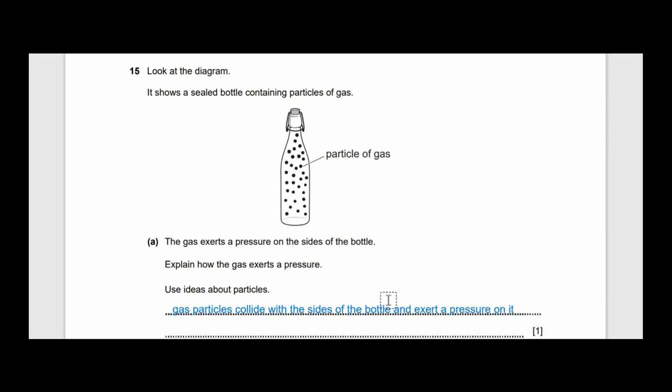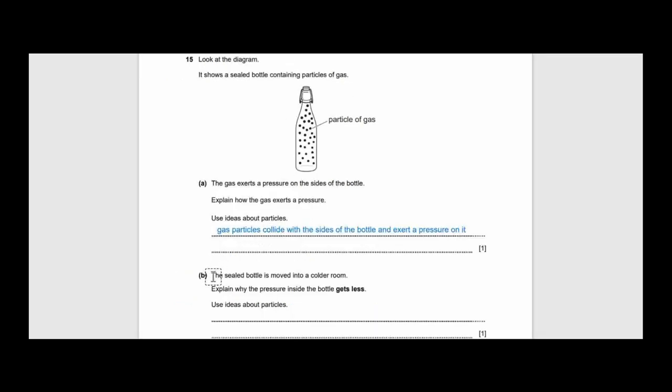Next, let's resume. The sealed bottle is moved into a colder room. Explain why the pressure inside the bottle gets less. This idea is about particles. 10 seconds from now.